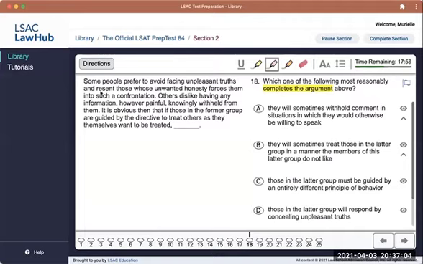Actually, they resent those whose unwanted honesty, so they don't just resent the honesty, but the people who are honest and they don't want it. Okay, so some people are this way, and others dislike having any information, however painful, knowingly withheld from them. So we have a group that doesn't want people to be honest with them all the time, right?